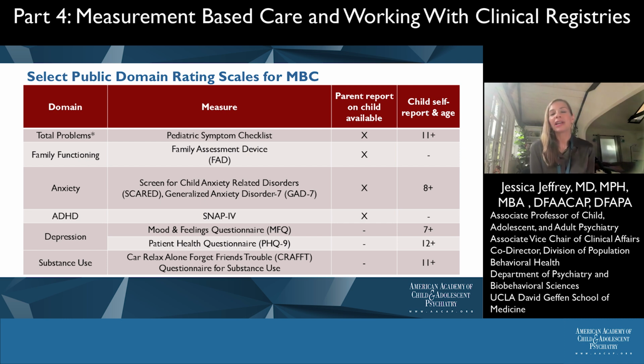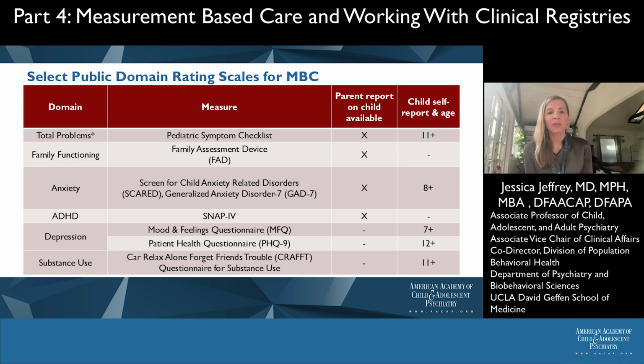When we're looking at rating scales for measurement-based care, we often look for a composite rating scale, where we can have at least one scale that allows us to assess a wide variety of symptoms. And then we will often also administer scales that allow us to assess a specific symptom domain. So here's an example of one such public domain rating scale system to guide measurement-based care practices.